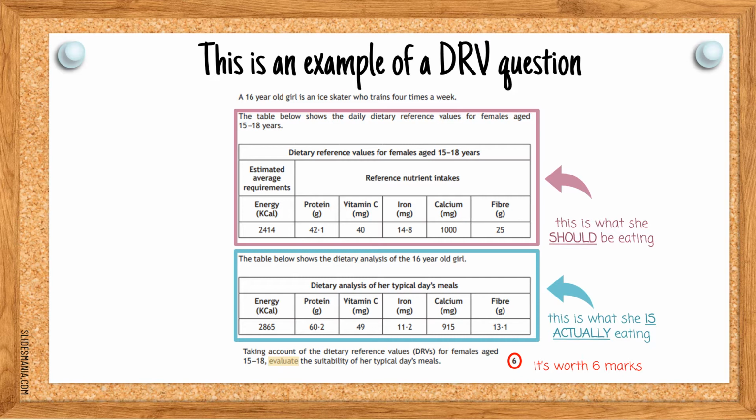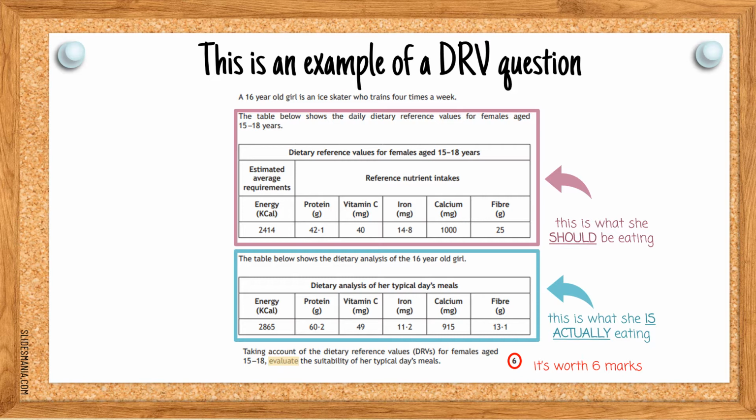And then finally, you've got your question. So taking account of the dietary reference values for females aged 15 to 18, evaluate the suitability of her typical day's meals. And this question is always worth 6 marks in total. Remember, it's an evaluate question as well, so we're going to be answering in fact, opinion, consequence style.